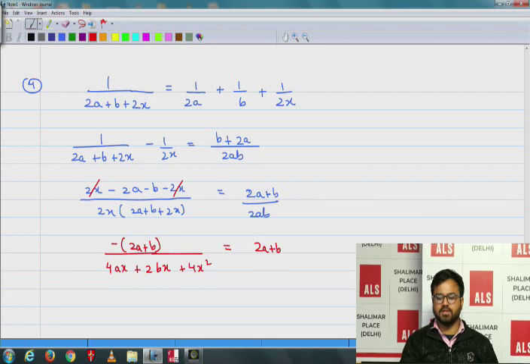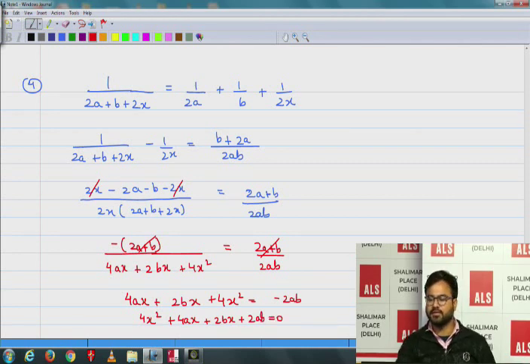That is equal to 2a plus b over 2ab. So 2a plus b will get cancelled out. If you do the cross multiplication, then this 2ab and this minus 1 will become minus 2ab. So 4ax plus 2bx plus 4x square is equal to minus 2ab, and we can write it like this now: 4x square plus 4ax plus 2bx plus 2ab equal to 0. This minus 2ab is taken on the left hand side.